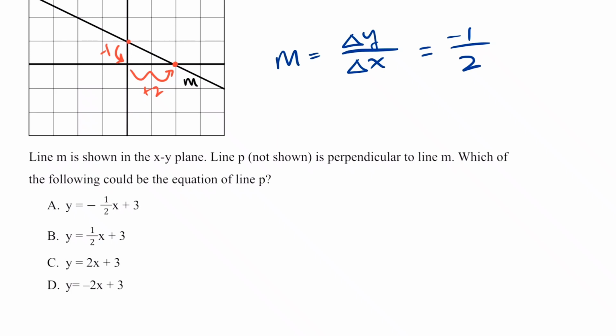But we need to find a slope that is perpendicular to this line. And to do that, we take the opposite reciprocal. Opposite basically means opposite sign. So a negative becomes a positive, and a positive becomes a negative.